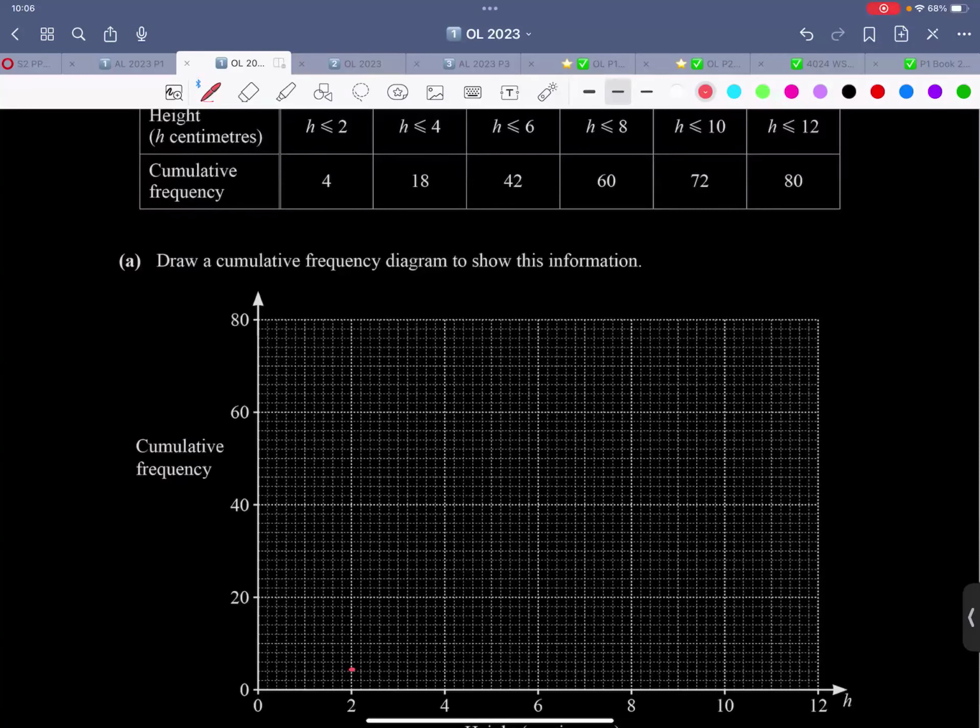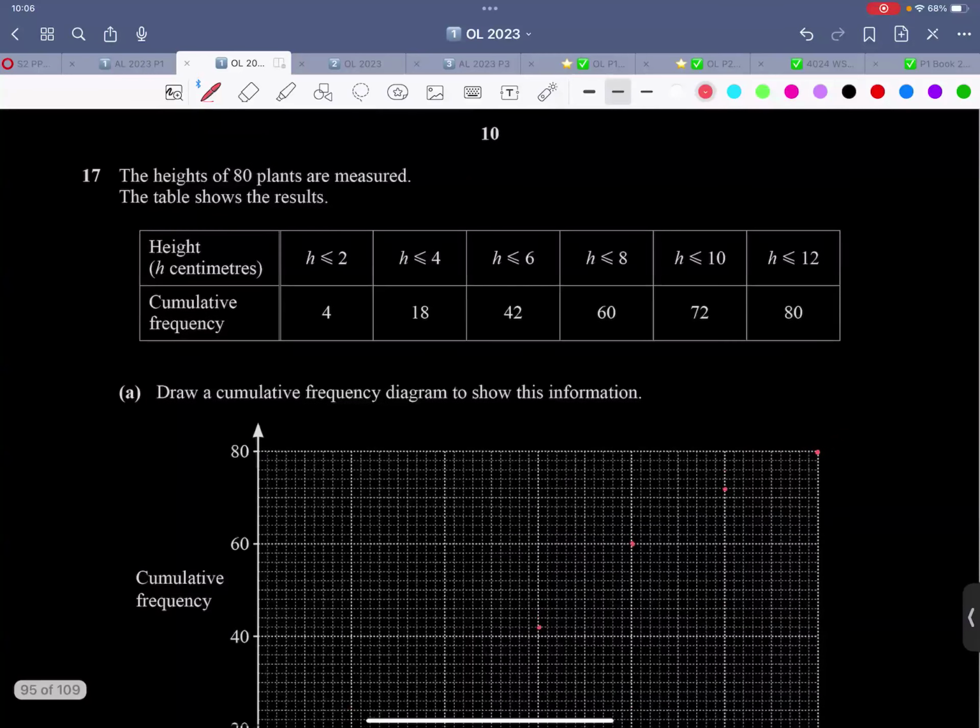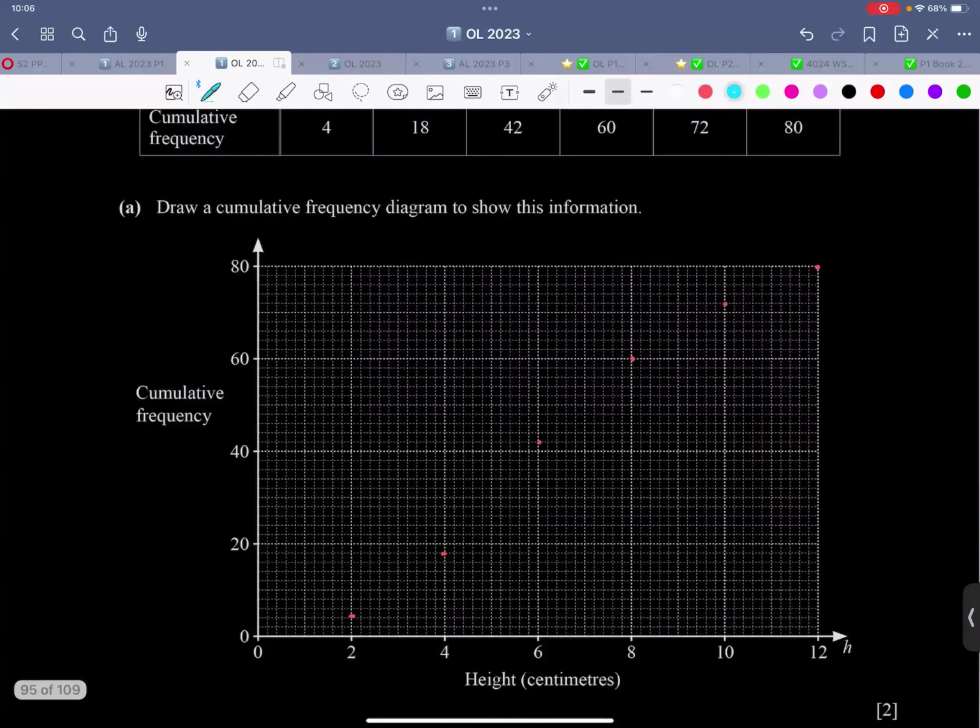Then we have 6 and 42, that's right over here. Then we have 8 and 60, over here. Then we have 10 and 72, and 12 and 80, that is the last point. Now, it's a good idea to join it with this, because there is not a single plant that has a height of 0 or less.